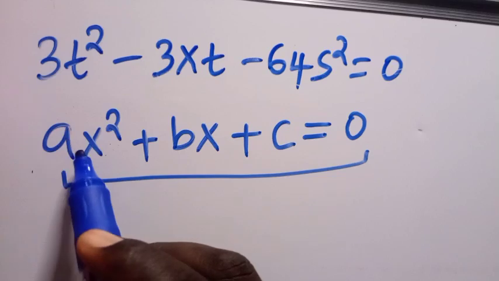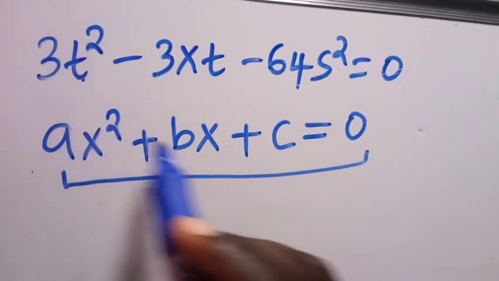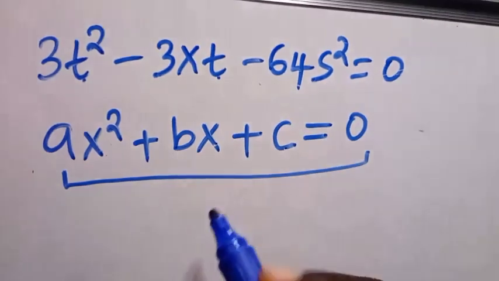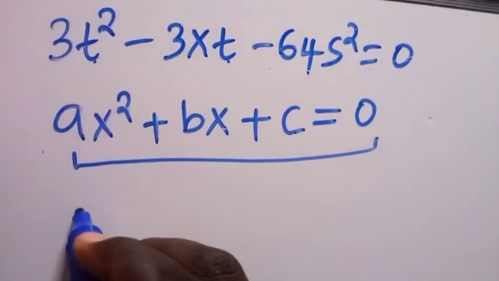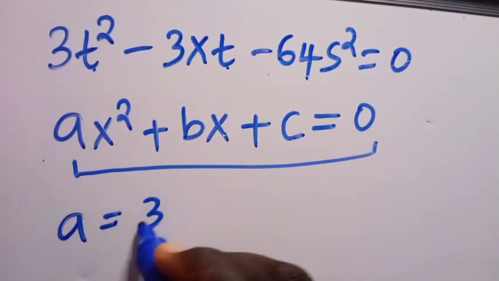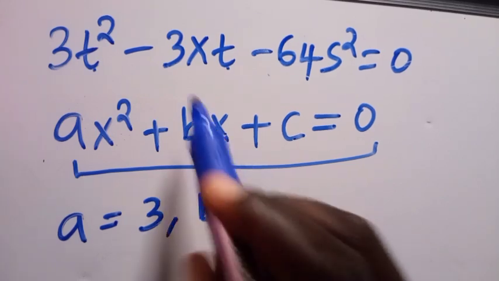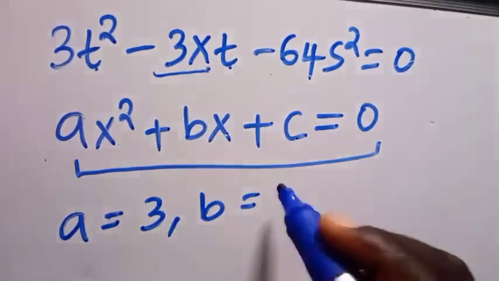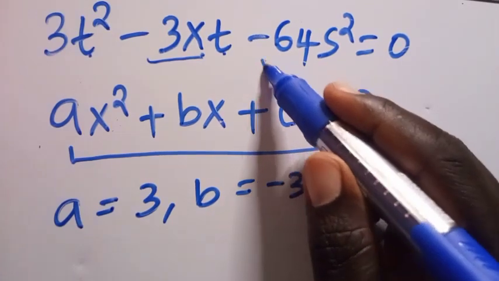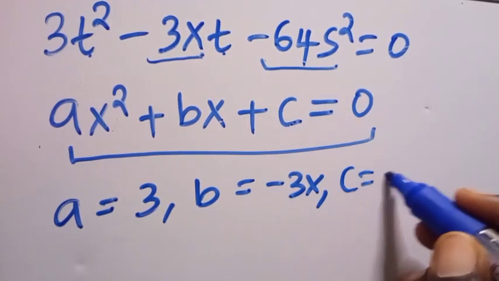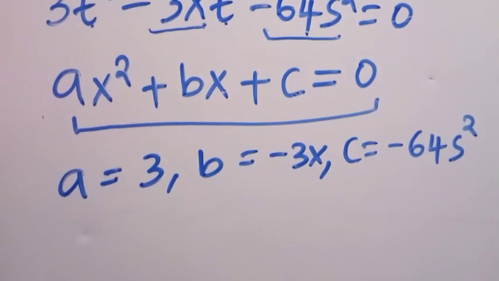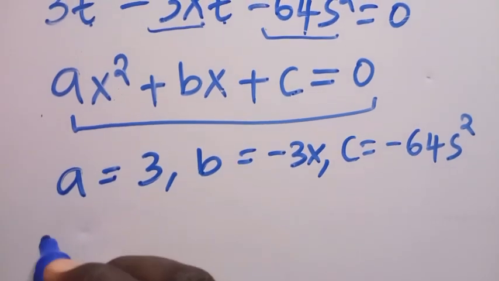Now, that means our x squared is t squared, and our x is t, and our c is this one. And therefore, our a is 3, and our b is negative 3x. That is, our b is negative 3x, and also our c, which is the constant, is negative 64s squared. Now, from that point, we can use the quadratic formula.